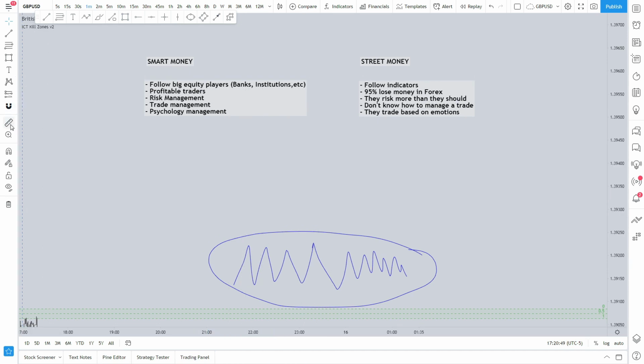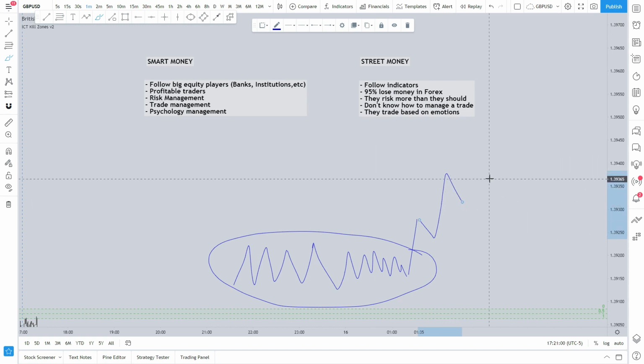Then we have the uptrend, where basically price starts breaking the structure of this range and then puts in a series of higher highs, higher lows, higher highs, higher lows. And of course the downtrend, which is the opposite of the uptrend. Price breaks to the downside, makes lower lows, lower highs, lower lows and lower highs.